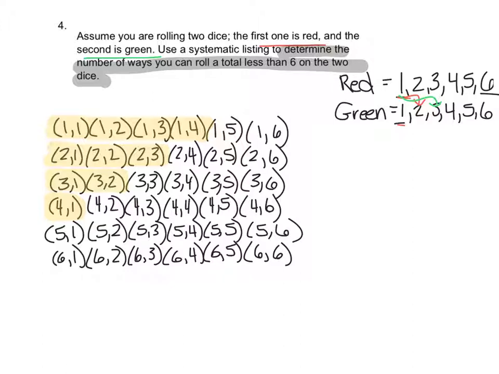Next, we'll just count the number of pairs that I highlighted. So I have 1, 2, 3, 4, 5, 6, 7, 8, 9, 10. I have 10 different pairs, so my answer is 10 ways. That means there are 10 ways to roll a total less than 6.